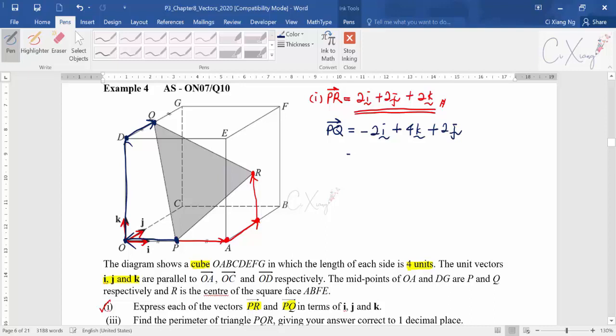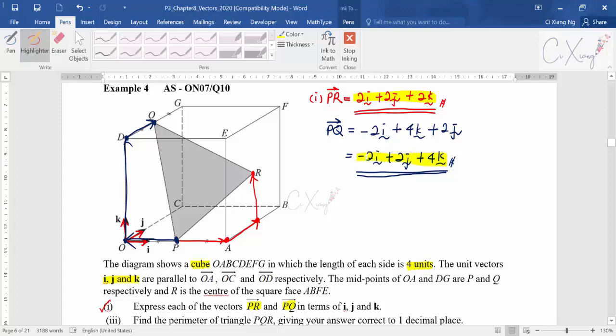And then I will rewrite and rearrange my answer again in terms of I, J, and also K. So this should be my answer. So here we are done with our first part. Okay, part number 1. Alright.